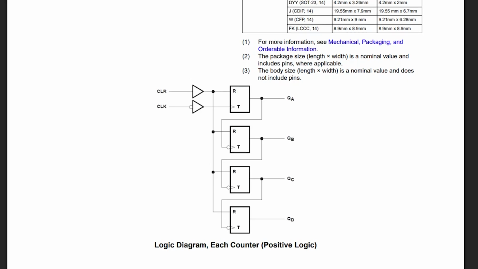Going back to the diagram, we see these 4 boxes with inputs R and T, and a single output Q. They don't tell us much of what they mean, but we can take a guess and say that as R is connected to the clear signal, it must mean reset, and knowing that this is a counter, and bits get flipped on each clock's edge, the T must stand for toggle. Therefore, what we're seeing here is a T flip-flop.